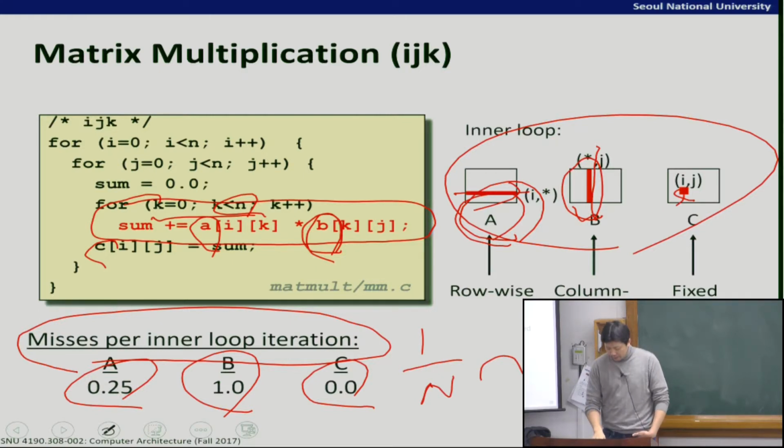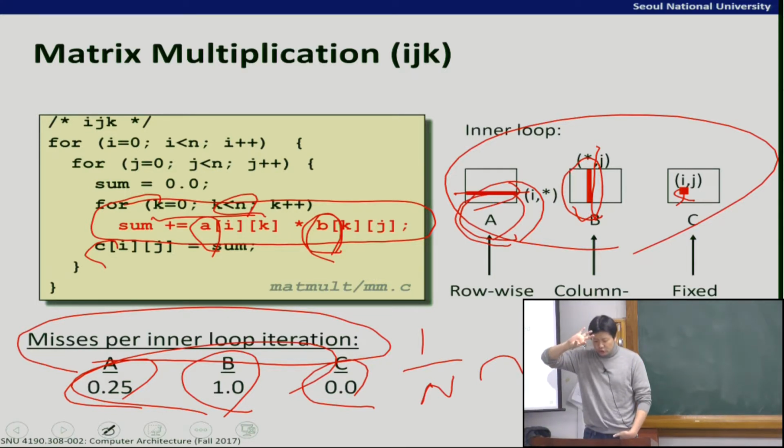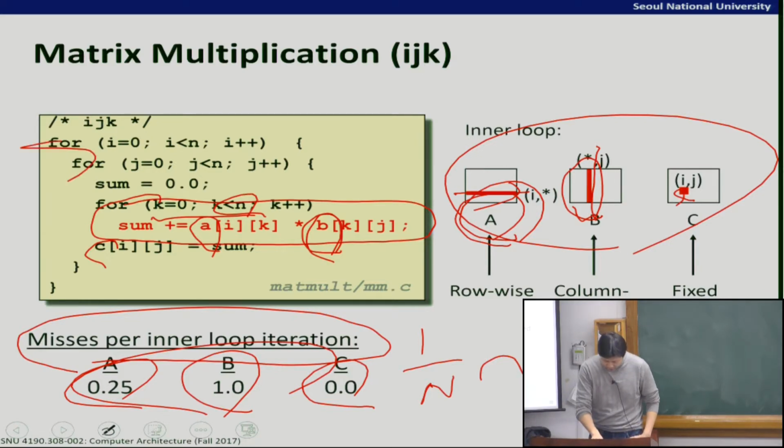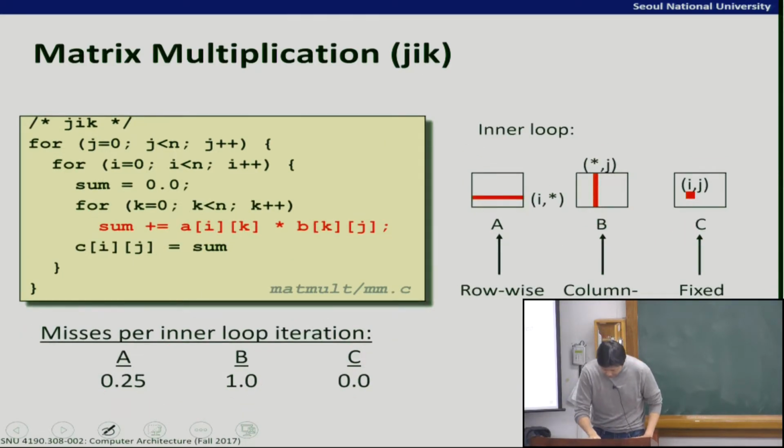Okay, so everyone gets the point here? Can you do better? Let's try to change the order of the loop. Here is ijk, but it doesn't really matter which order we compute in. You can interchange these two loops, for example. Now J becomes the outermost loop, I becomes the next level, and K is the same.